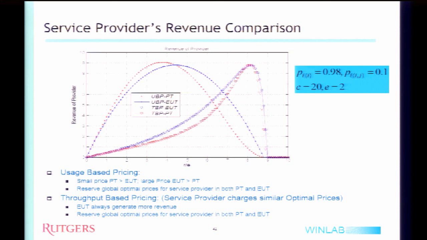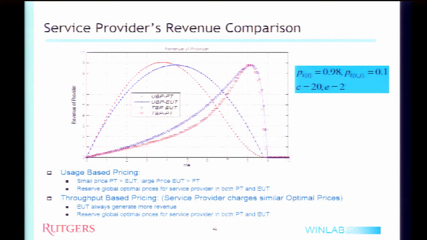And for throughput-based pricing, with these two curves, we can see that the EUT users always generate more revenue than the PT users. There is an interesting property here: the service provider can still find a global optimal price to charge to get the most revenue, and the two optima are very close here.